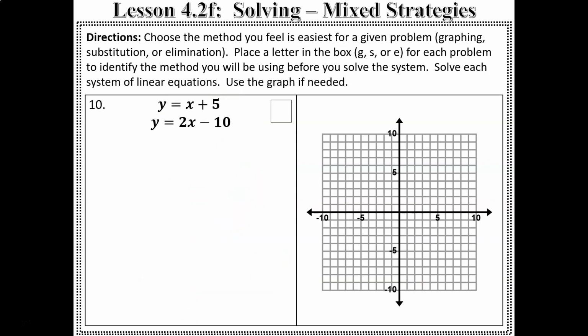Number 10. We're going to take another shot at graphing because they're both in slope-intercept form. We'll see if they intersect on the graph this time. So I'm going to start at 5, and then again, I have a slope of 1. So up 1, over 1. Let's fill up the coordinate plane so we can make sure we see where they intersect, and let's hope.